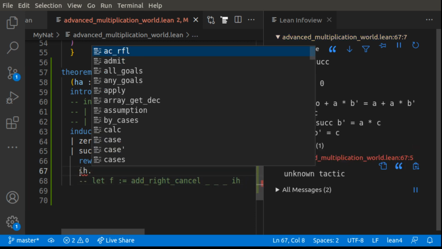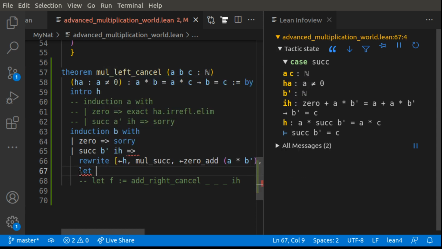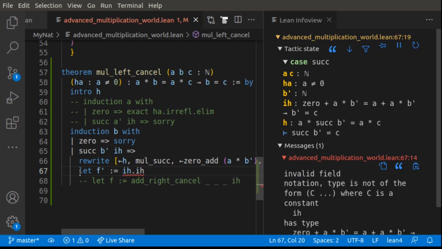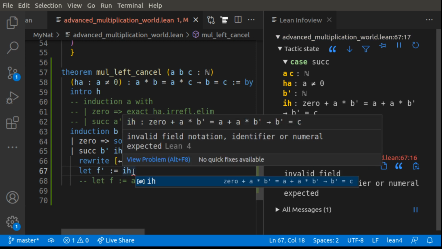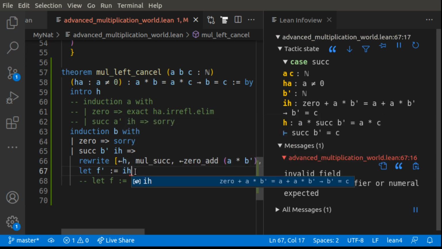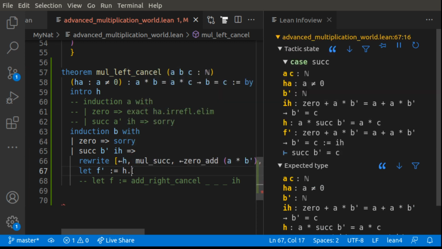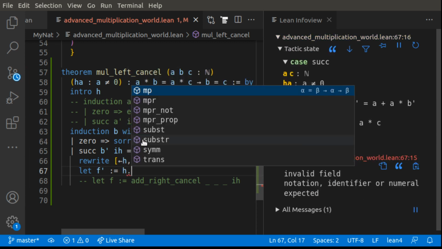IH dot, let F prime equal IH dot. I can't get anything out of it. IH, really? What about H dot? H has a ton of things. But IH has a lot of things. It doesn't have a lot of things. Okay.